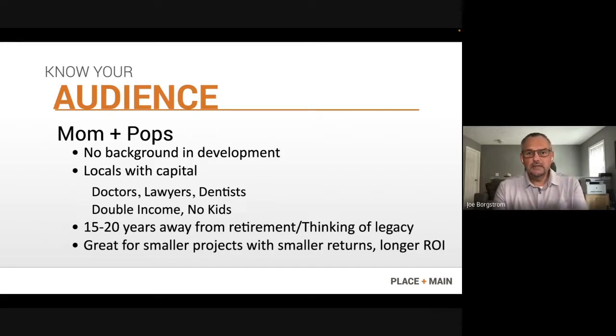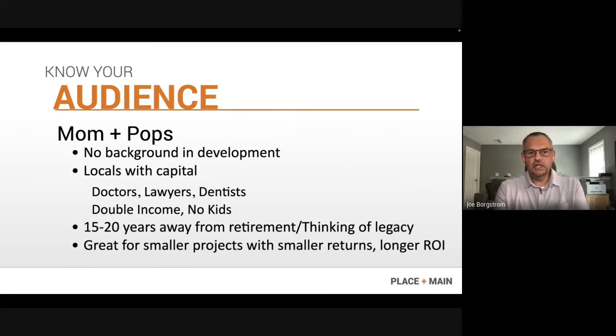And these are great for small projects with small returns, which frankly is a lot of buildings in our small downtowns. The reason they're great is because of that 15 to 20 years. They don't need access to that capital. They don't need that money from that project. They just need that project to break even for a good 10 to 15 years. And that's pretty much what we're looking at when we look at these longer return on investments for smaller projects. So these are really ideal candidates.